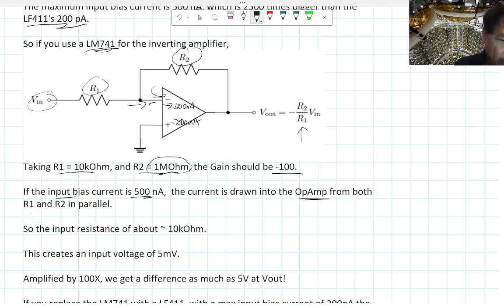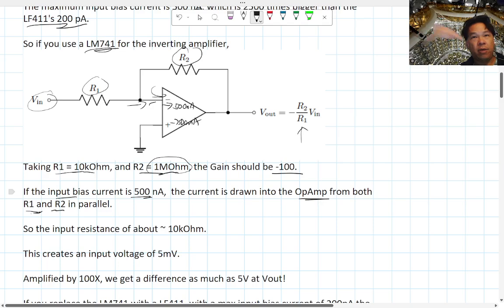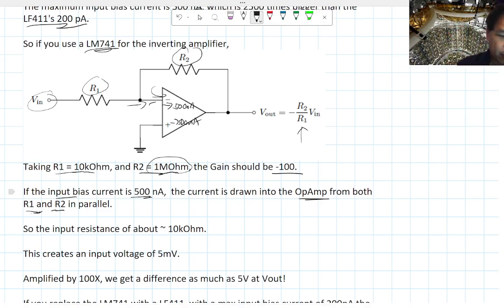Okay, so this input resistance, you can think about it as basically R1 and R2 being drawn current together, so they are in parallel. If you put a big resistor with a little resistor in parallel to each other, basically the input impedance is about the little resistor, right? Because the current will actually follow the path that has low resistance. This creates an input voltage of about 5 millivolts.